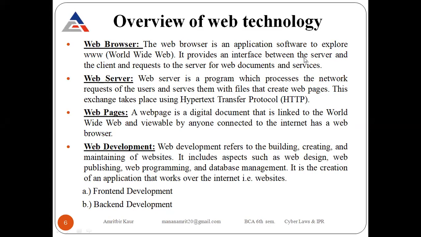For example, we have to search something, like the definition of cyber crime. We just type it in Google Chrome. Our request is sent to the server by the web browser and the result is handed over to the web browser. After the result is handed over, it is displayed to us. So basically a web browser provides an interface between server and client.